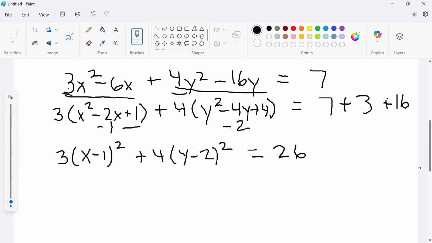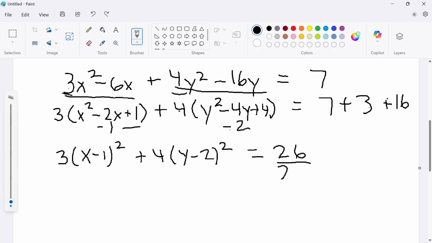So remember, an ellipse equals 1. So I divide both sides by 26. By the way, if you ever get something like this, where it's a positive number times x minus 1 squared plus a positive number times y minus 1 squared, and it equals some negative number, then there's no solution, because this would be positive, this would be positive, it can't equal a negative. So watch out for that. Sometimes they'll throw you a curveball.